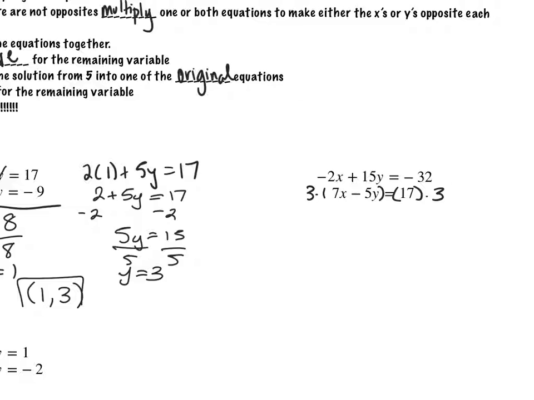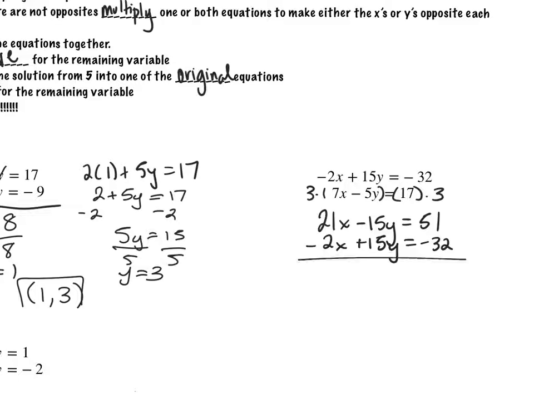Okay. So 3 times 7x is 21x. 3 times -5 is? What's 3 times -5? -15. So minus 15y. 3 times 17 is 51. Okay. So now what I'm going to do, just to make things easier on myself, I'm going to rewrite that top equation just so I have it. So all I did is rewrote the top equation underneath the one that I wrote. I have my opposites so I can add them together.